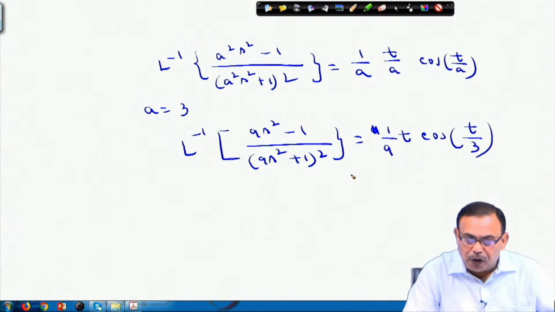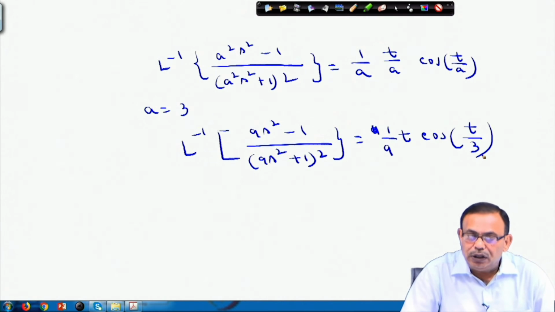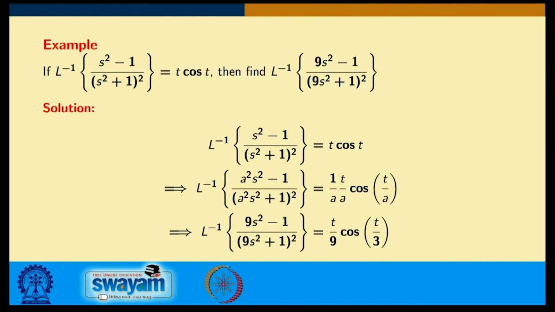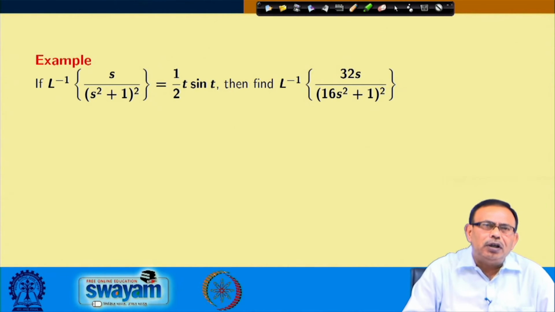Therefore, from this problem, the Laplace inverse of this function is equal to 1 by 9 into cos t. So, as we are telling here, ultimately you obtain the result as t by 9 into cos of t by 3, by substituting a equals 3. In some cases, by using the general parameter also, I can use it like here we have done, replacing s by a s, and then by substituting a particular value of a, I obtain the required result. Next one is similar.